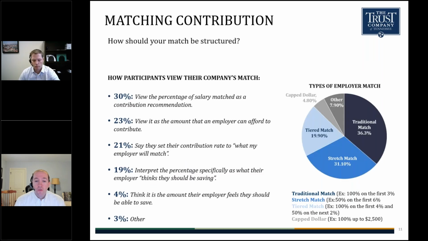I think one of the most important things, though, is actually how you structure your match. 10 or 20 years ago, we saw a lot of companies offering what we call traditional matches. That would be something like 100% of 3. In the last decade or so, we've definitely seen a trend towards something called stretch matches. So rather than 100% of 3, this would be like 50% of 6%. What you're doing is you're encouraging employees to save a little bit more to get them closer to that goal. Many financial experts say they should be saving at least 10% of their pay.